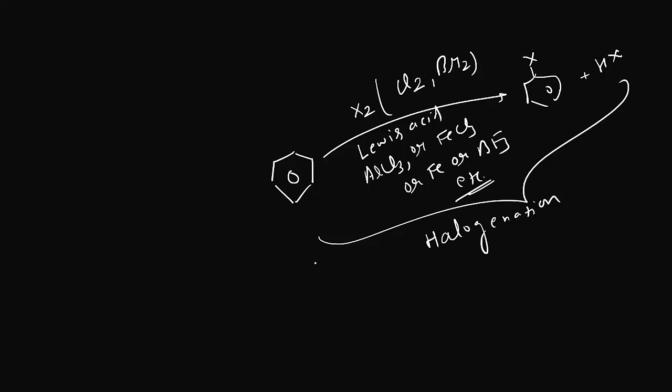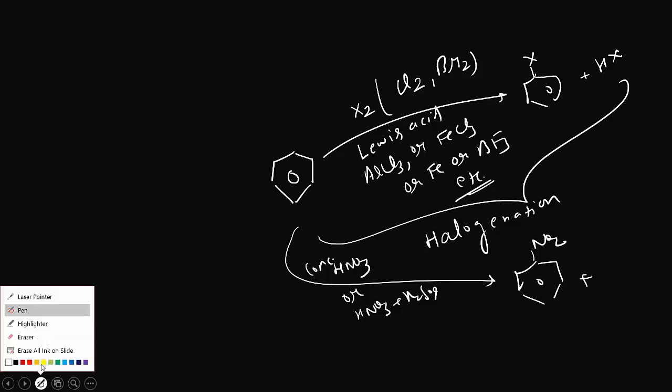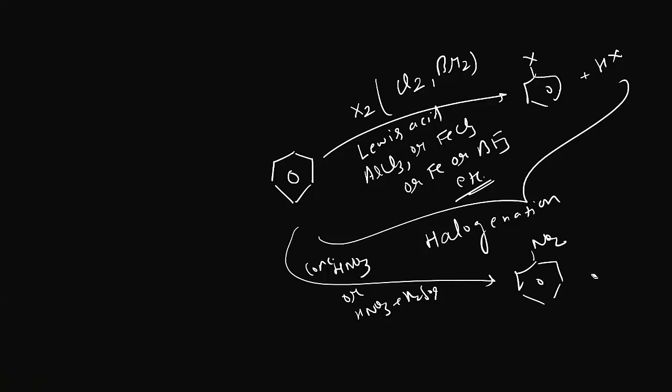Halogenation of benzene. Then next you can write here reaction with HNO3. You can take concentrated HNO3 alone, or you can take HNO3 plus concentrated H2SO4. In this case, H will get substituted by NO2. So this we call nitration. I'll discuss the mechanism here.